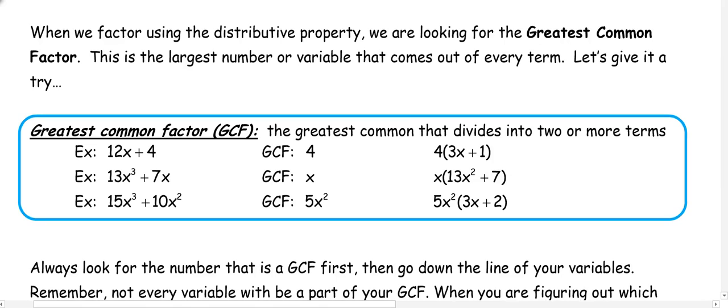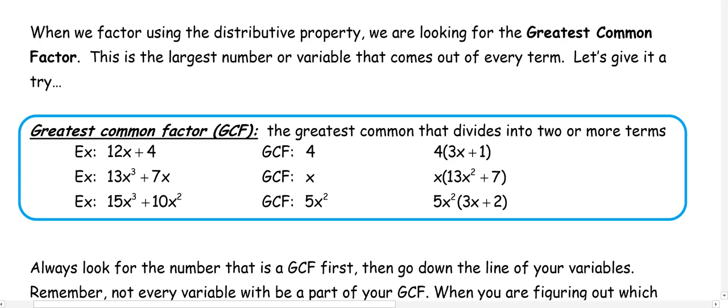This video is about using the distributive property to factor an expression. This is also known as GCF factoring. So when we factor using the distributive property, we're going to look for the greatest common factor. This is the largest number or variable that comes out of every term. So let's give it a try.